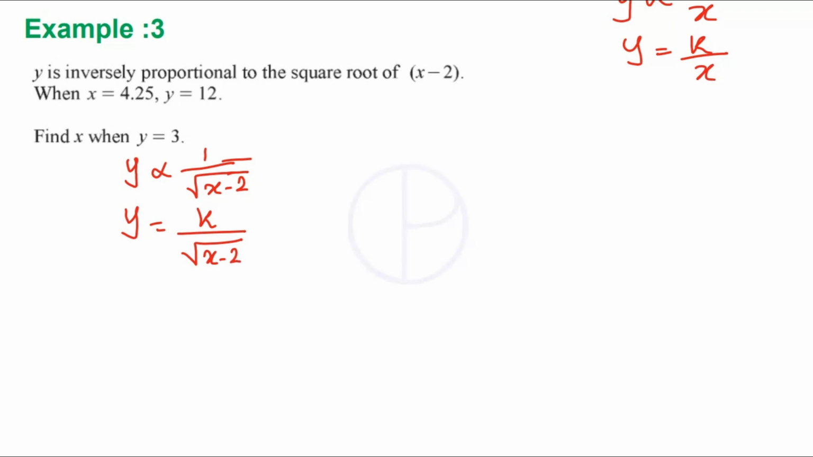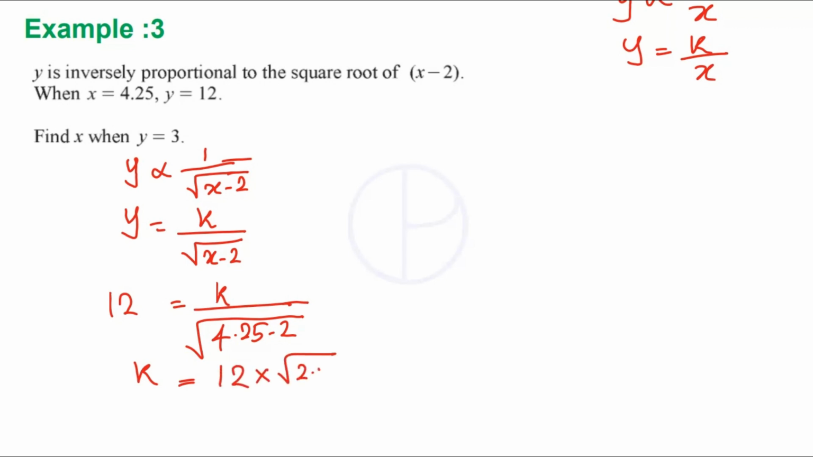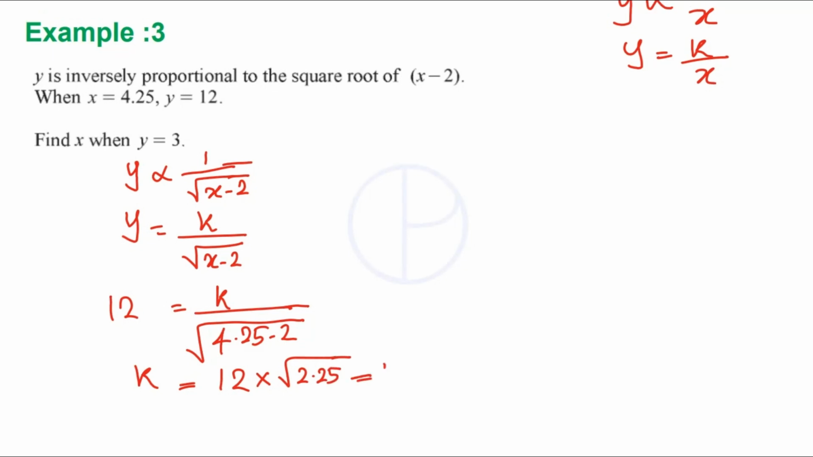So it's given when x is 4.25, y is 12. So 12 equals k divided by square root of (4.25 minus 2). So what is k value? k is 12 multiplied by square root of 2.25, which is 18. So substitute the value of k in the equation. So y is equal to 18 divided by square root of (x minus 2).